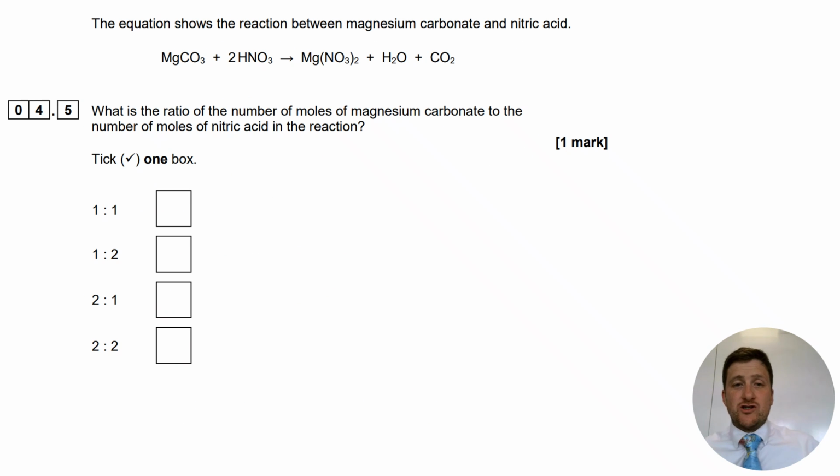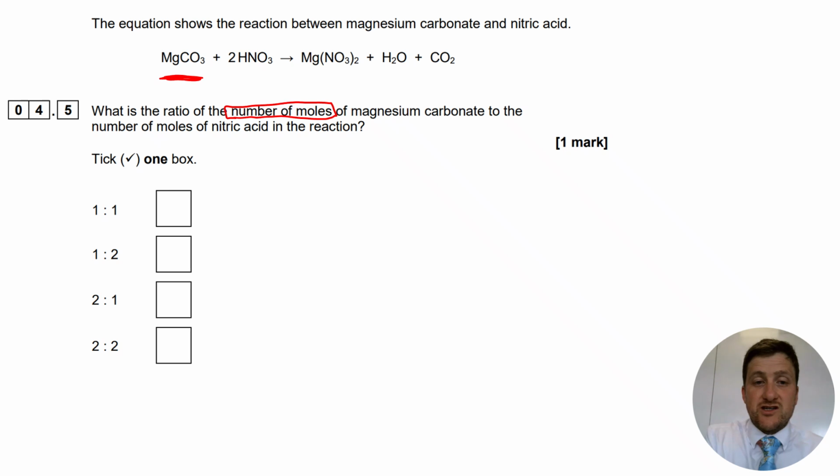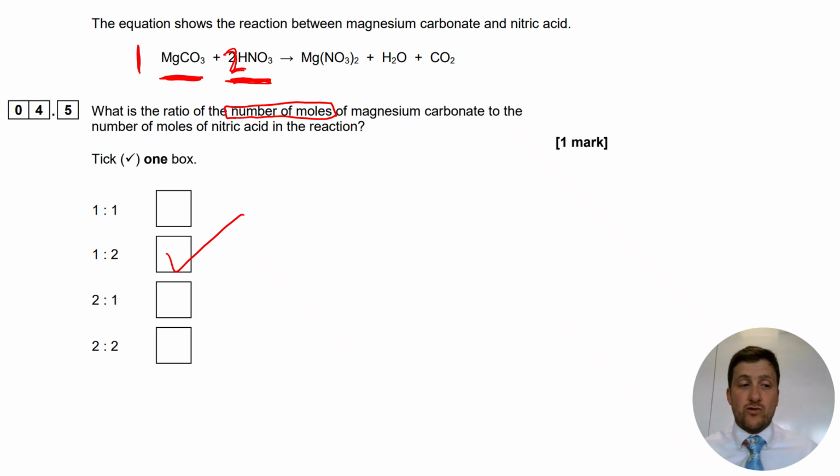This is our equation showing the reaction between. So what is the ratio of moles? Number of moles means ratio, essentially. So we're looking at magnesium carbonate to the number of moles of nitric acid. Well, for magnesium carbonate, you need to know what the chemical formula would be, and same with nitric acid. There's one of those and there's two of those, which means it has to be a 1:2 ratio.